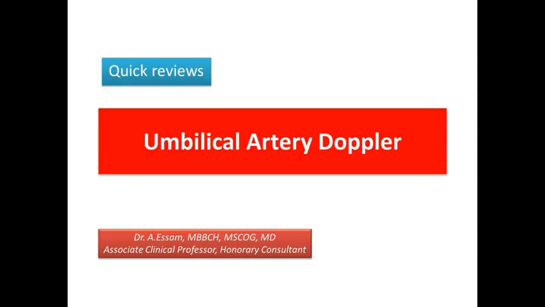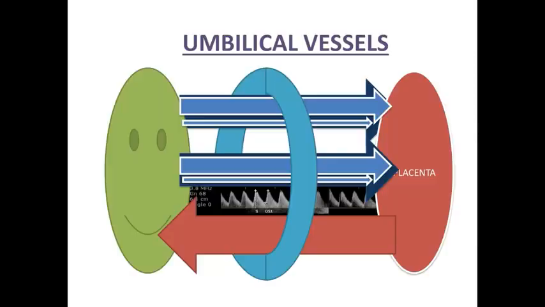Good day everyone. This is part of the quick review series, and the quick review today is about the umbilical artery doppler. In the umbilical cord, we have two umbilical arteries and one umbilical vein. In the umbilical arteries, blood is pumped by the fetal heart and flows to the placenta during systole and during diastole, and then it is returned as oxygenated blood in the umbilical vein.